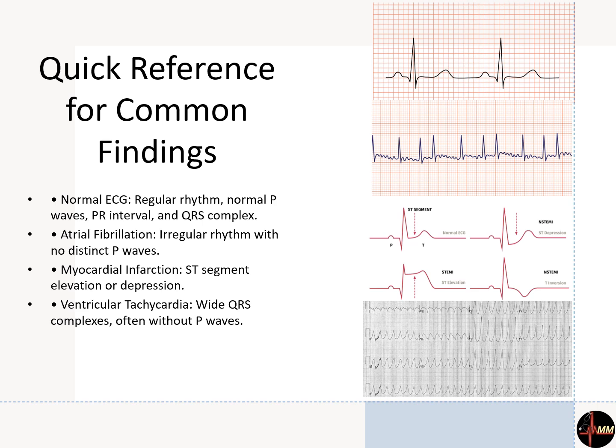Here's a quick reference for common ECG findings. A normal ECG shows a regular rhythm with normal P waves, PR interval, and QRS complex. Atrial fibrillation shows an irregular rhythm with no distinct P waves. Myocardial infarction can present with ST segment elevation or depression. Ventricular tachycardia shows wide QRS complexes, often without P waves.